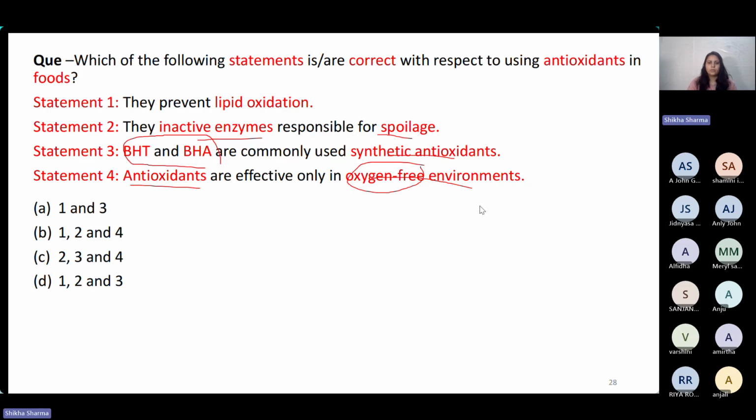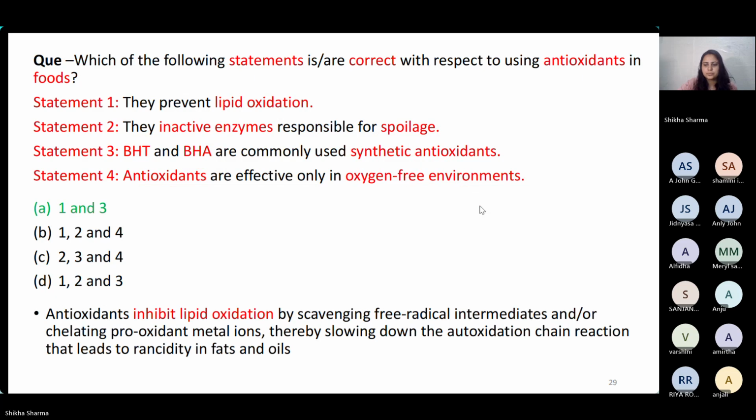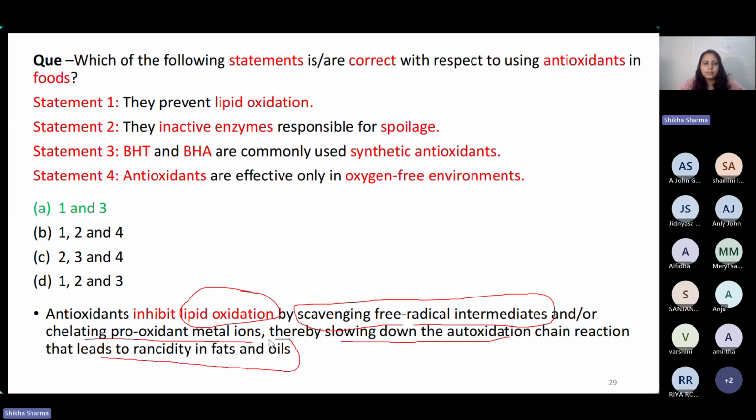Okay, let's see the answer. So here 1 and 3 are correct. Antioxidants inhibit lipid oxidation because they scavenge free radical intermediates, and sometimes they also chelate the pro-oxidant metal ions. Overall, they slow down the oxidation process, or the auto-oxidation chain reaction, that leads to rancidity in fats and oils.